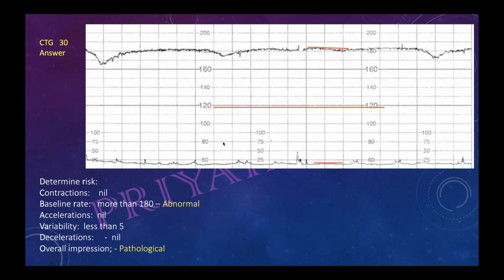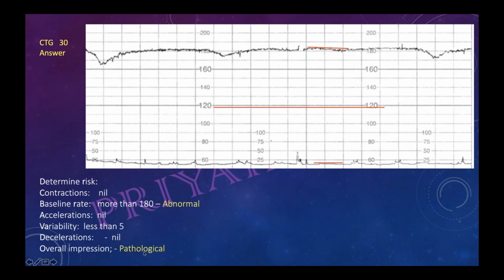Actually, I never put a scenario, so I have no idea. Basically this is 180, so it is appearing more than that. Okay, so more than 180 is abnormal, so this is pathological. Variability is also less than 5. If variability is less than 5 and it lasts more than 30 minutes, then we can put that as a feature. So only on the basis of heart rate, if I'm putting this under the abnormal category, it becomes pathology.